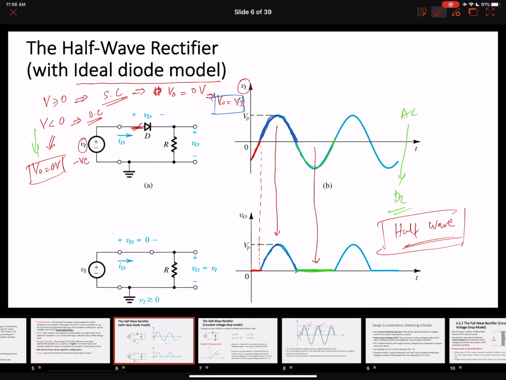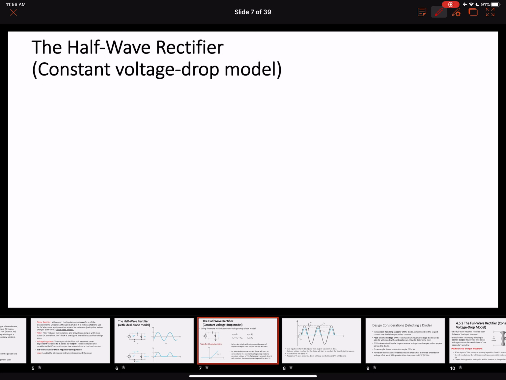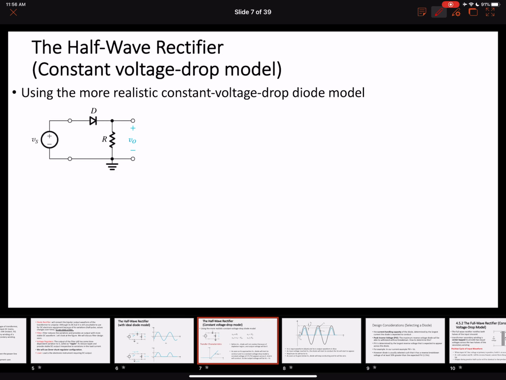Now I'm going to show you how the circuit will behave with a constant voltage drop model. The constant voltage drop model is a more realistic model in which we determine that VD is approximately equal to 0.7 volts, something like in the IV characteristics.